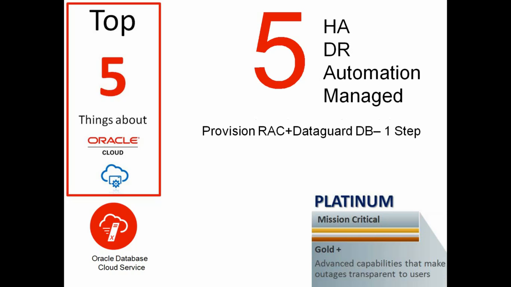So when you go to the level 5, we are talking about high availability and disaster recovery automated and backups managed. So you can provision rack and you can provision data guard in a single step, and you can also automate this process through a single click provisioning. You can also automate your backups and automate your snapshots. Thereby you have complete high availability and completely managed by Oracle instead of you doing it.